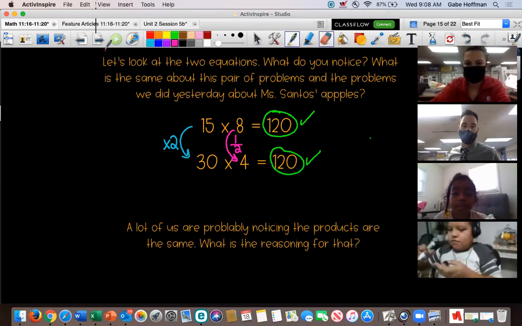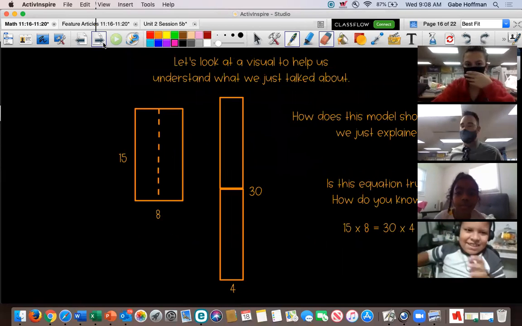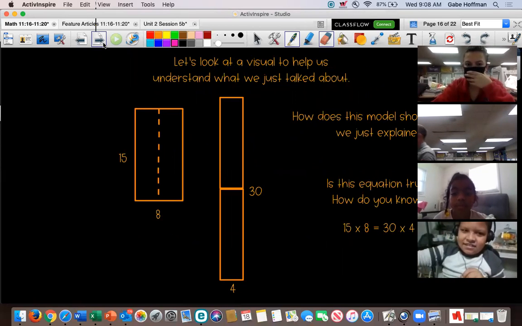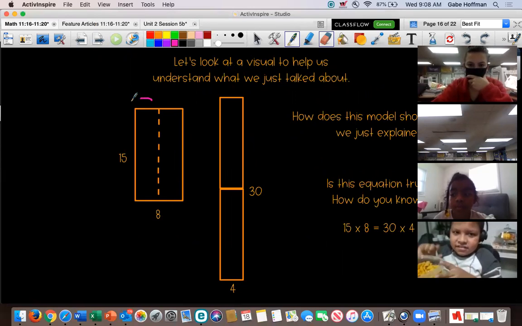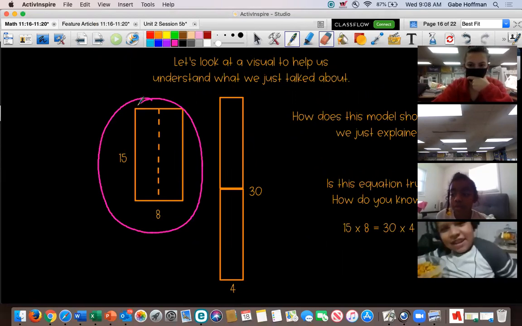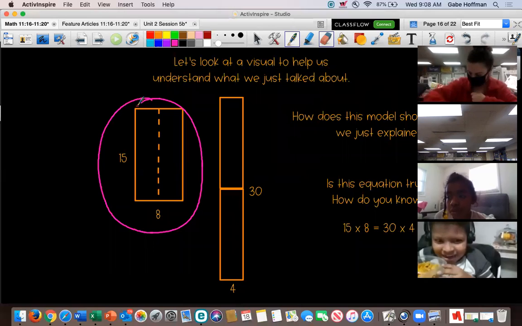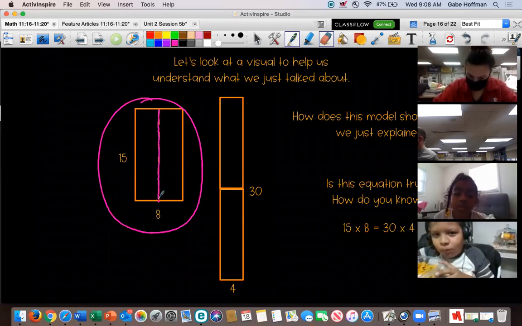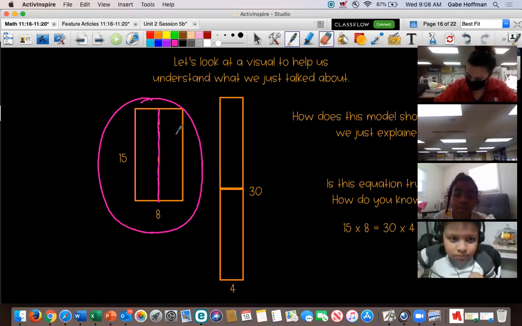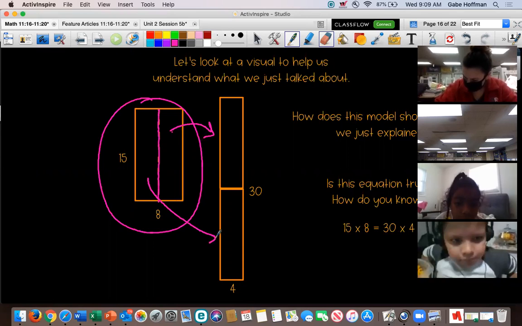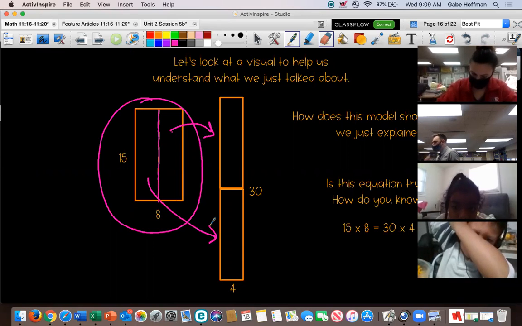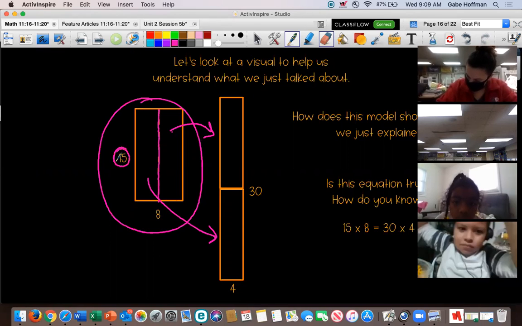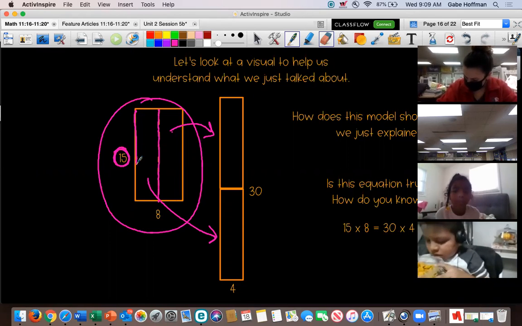And I'm going to show you what that looks like visually here. So imagine this array is our array for 15 times 8, right? Right here. And we cut that 8 in half right down the middle to make it 4 and 4. And we put those two halves, one right here and one half right here, on top of each other. Now, because we had 15 here before, this length was 15.